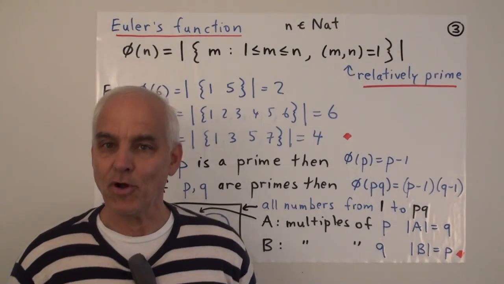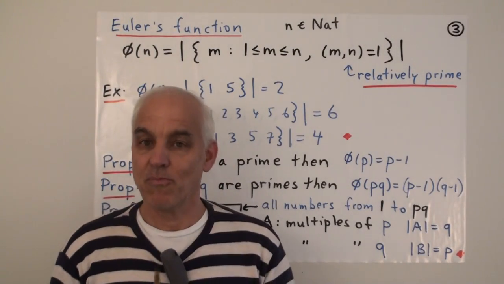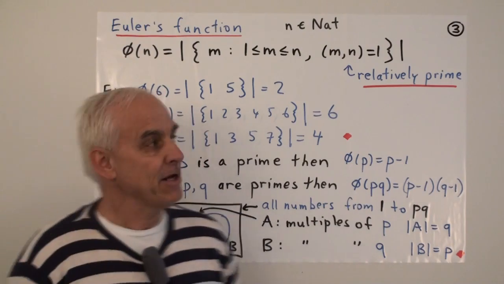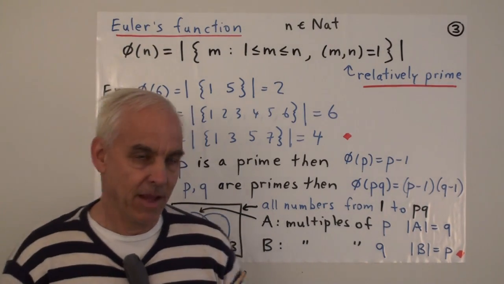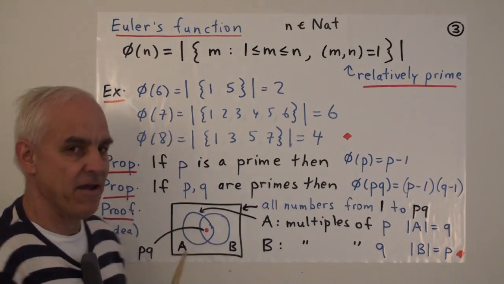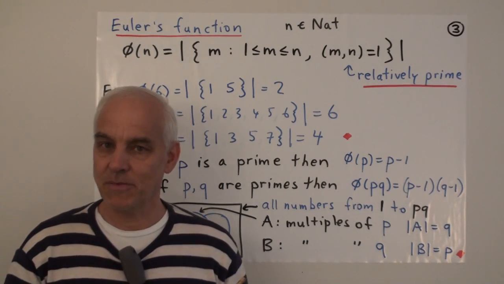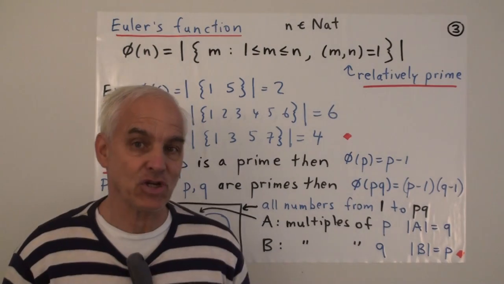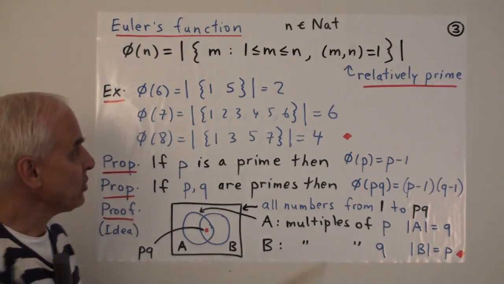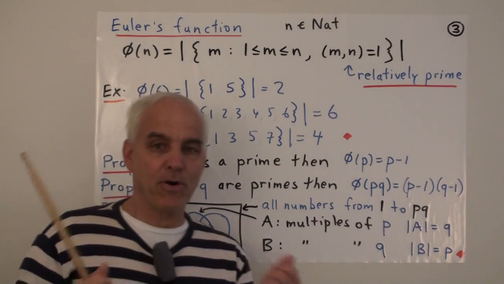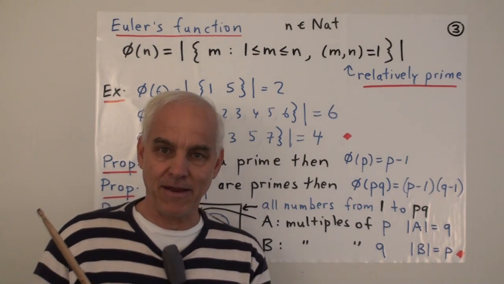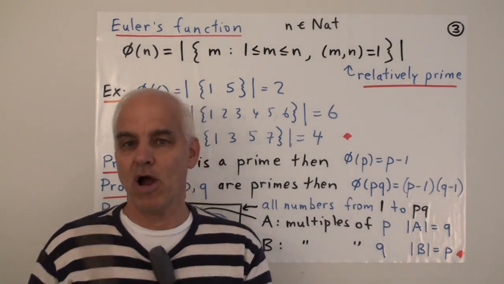To give an example of the inclusion-exclusion theorem or principle, here is an application from number theory that has to do with Euler's phi function, sometimes called the totient function. This is a very important function in number theory. So if n is a natural number, phi of n is the number of numbers less than or equal to n, which are relatively prime to n.